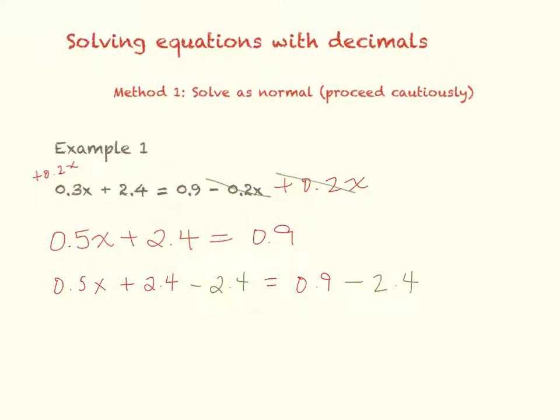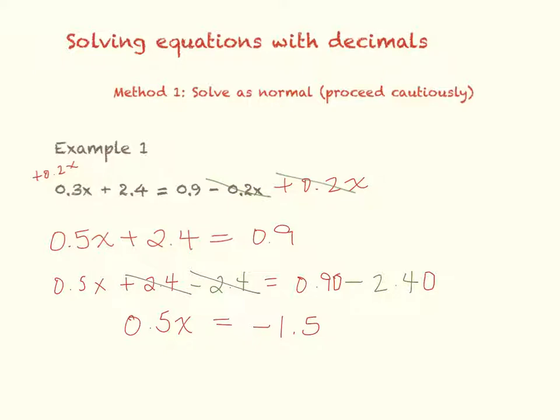In effect, that's going to get rid of our 2.4s on the left, leaving us just with 0.5x. And over on the right, again, this is why I say just be cautious. 0.9 minus 2.4. We're going into the negatives now. Looks like it's going to be negative 1.5. If it helps, I often tell people to put an extra 0 in the hundredths place here. Then you can think of it as money almost, right? 90 cents subtract $2.40 leaves you at negative $1.50.